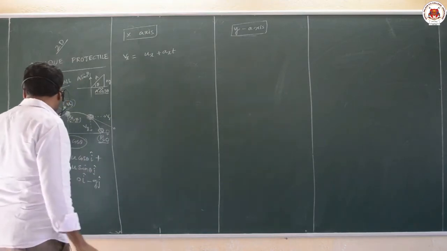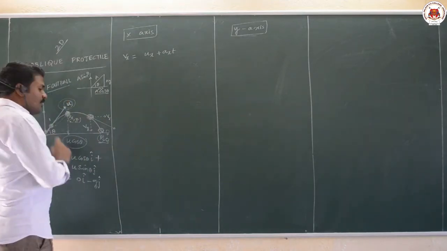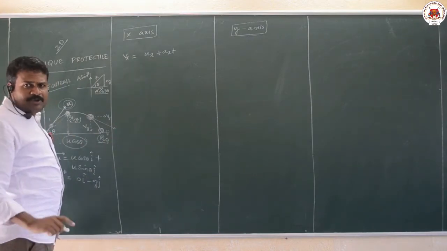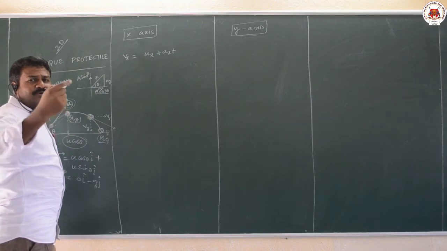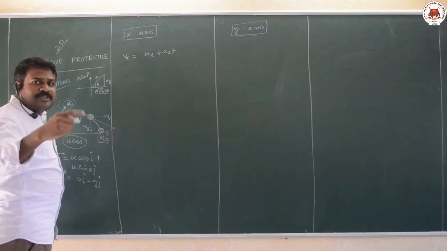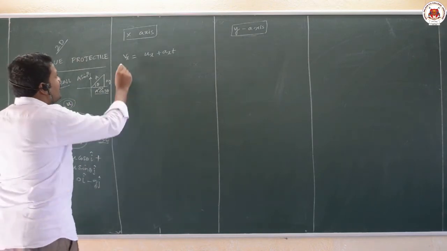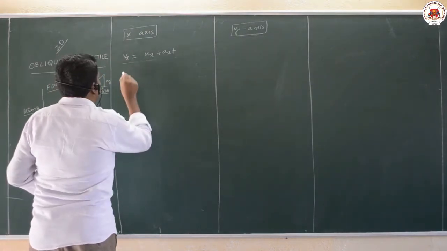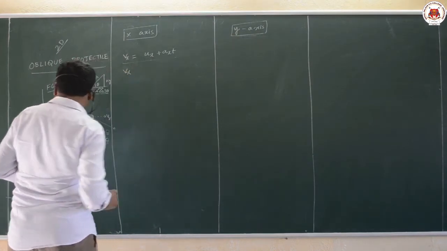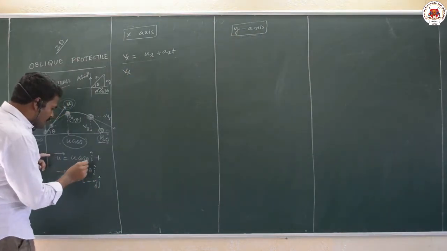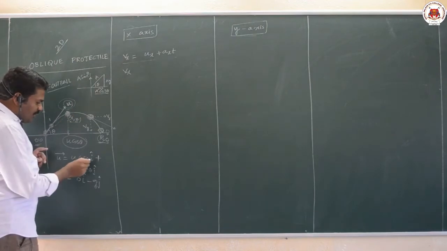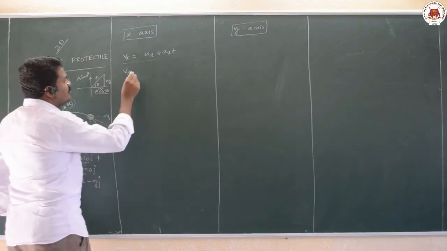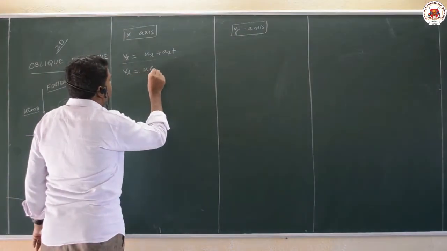At a time t equal to 0, the body is at 0, 0. After some time, the body is maybe at 2, 3. 2, 3 means it has travelled 2 meters along x axis, 3 meters along y axis. So Vx is equal to ux plus axt. Now let us take the x component of the velocity which you have given. I have given a velocity u, so the component acting along x axis is u cos theta. So ux is u cos theta.